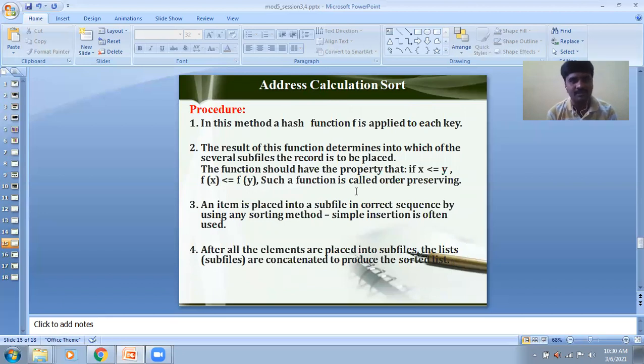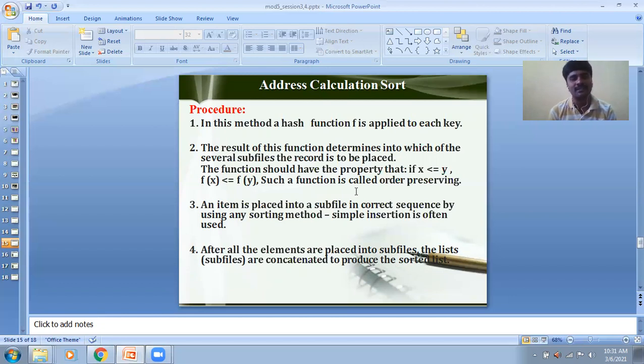So, the procedure of address calculation sort. In this method, a hash function is applied to each key. The result of this function determines into which of the several subfiles the record is placed. The function should have a property that if x is greater than or equal to y, then f(x) is greater than or equal to f(y). Such a function is called an order preserving function.